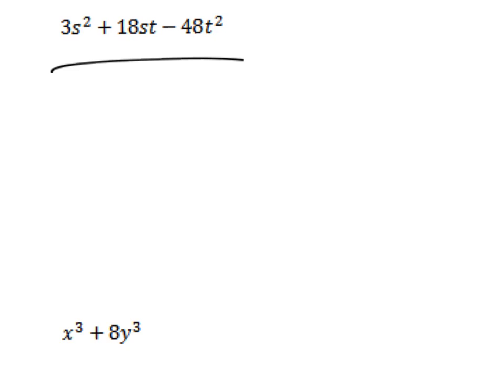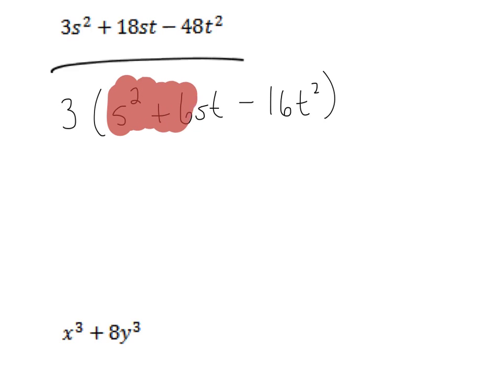Okay, let's look at this trinomial. I look for a GCF, and this one actually does have a GCF. Not a variable, because we have s squared, st, and t squared, so none of them have the same variable. But there is a GCF of 3, because they are all divisible by 3. So we'd be left with s squared plus 6st minus 16t squared. Now the remaining polynomial inside looks like something we might be able to factor as a trinomial. It's actually very similar to the first one we did on this page.